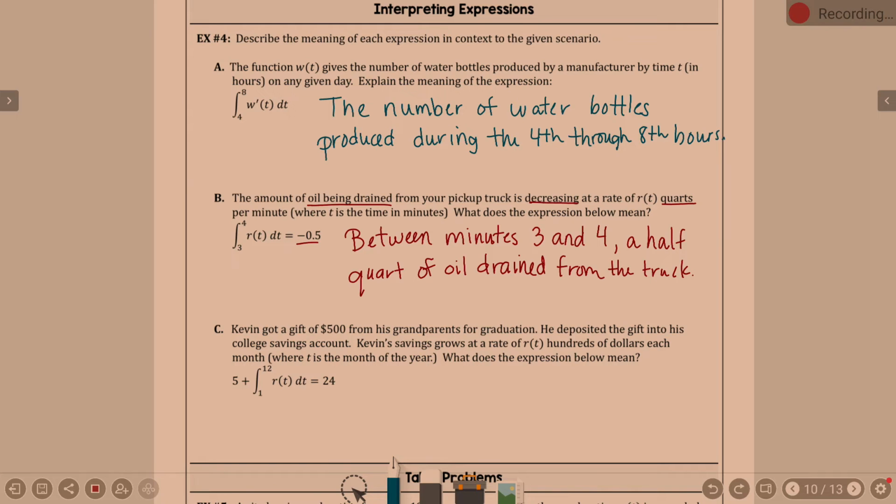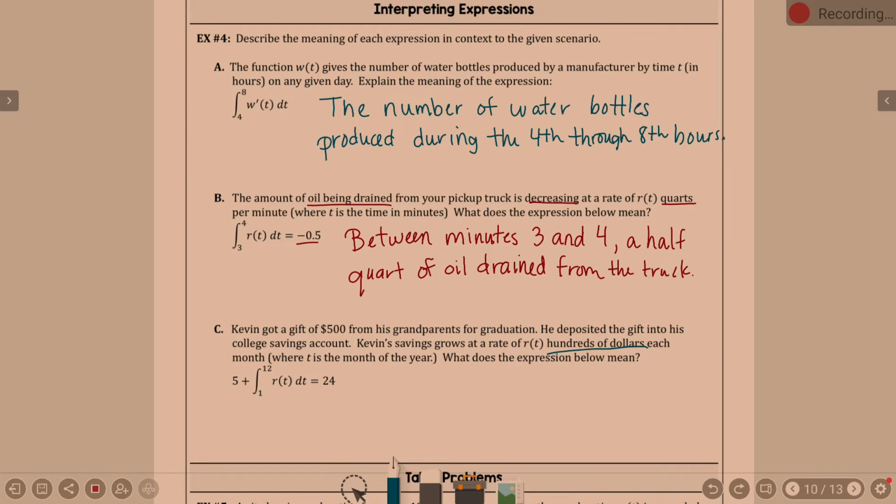Kevin got a gift of $500 from his grandparents for graduation. He deposited the gift into his college savings account. Kevin's savings grows at a rate of R of T hundreds of dollars each month, where T is the month of the year. What does the expression below mean? Well, whatever you say, it's going to be in hundreds of dollars.